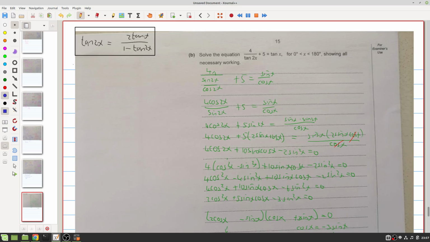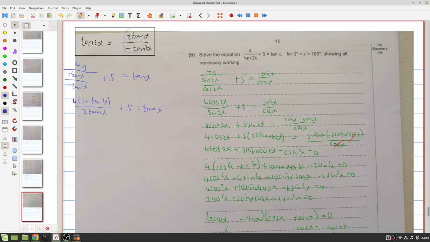So we're going to say 4 over, and then tan 2x becomes this whole thing, right? So 2 tan x over 1 minus tan squared x, plus 5 equals tan x. Okay, so again, 4 over 1 divided by this, so it's just going to be 4 times 1 minus tan squared x over 2 tan x plus 5 equals tan x.